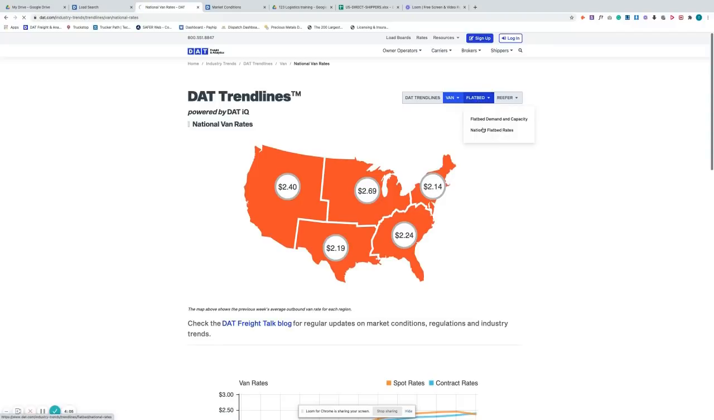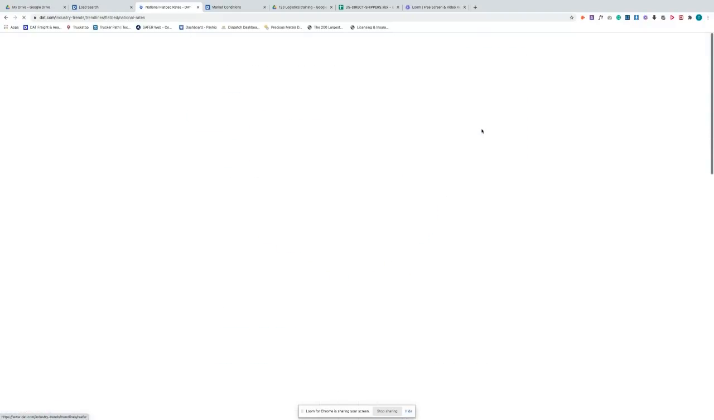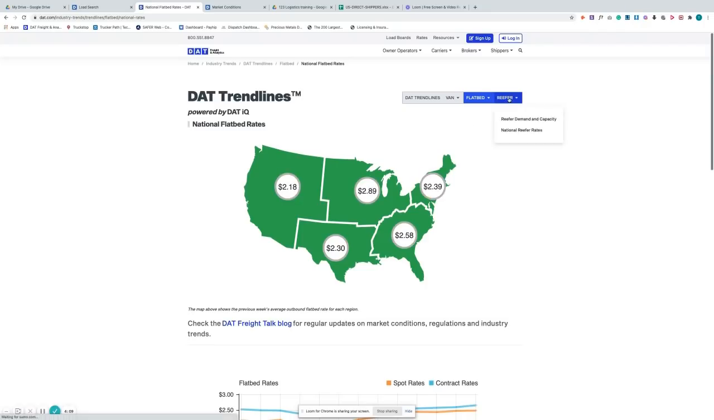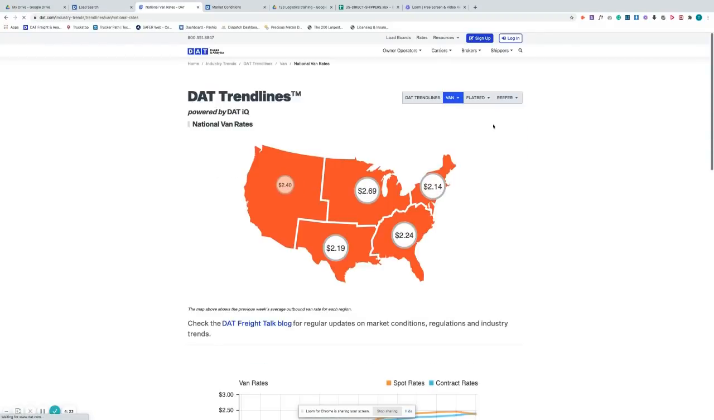If you were clicking for flatbed, it'll show you flatbed rates, reefer rates. So I always come here first, just so you know what you're looking for. So I'm gonna go back to van. All right, now we're gonna go back to the load board.